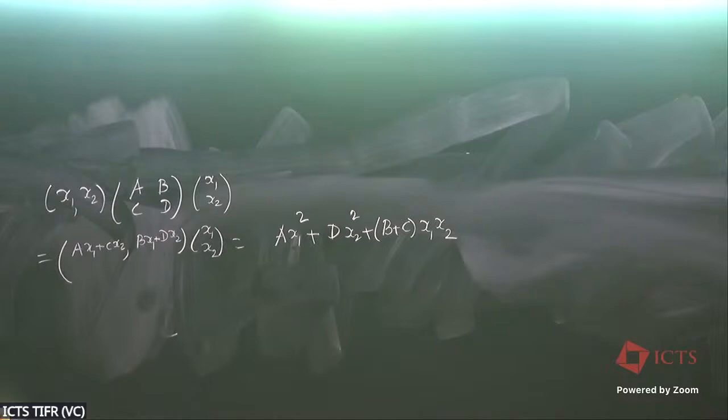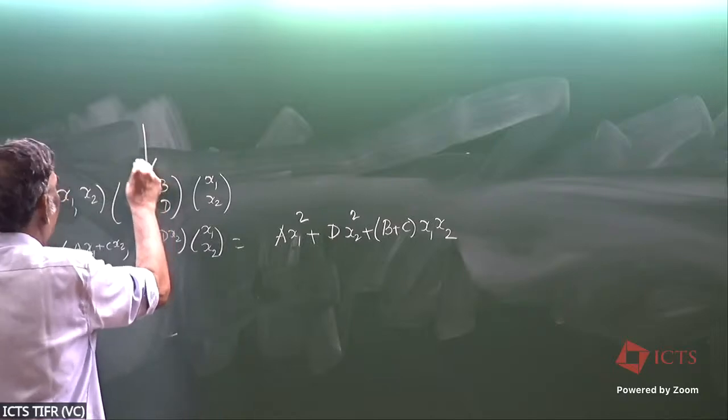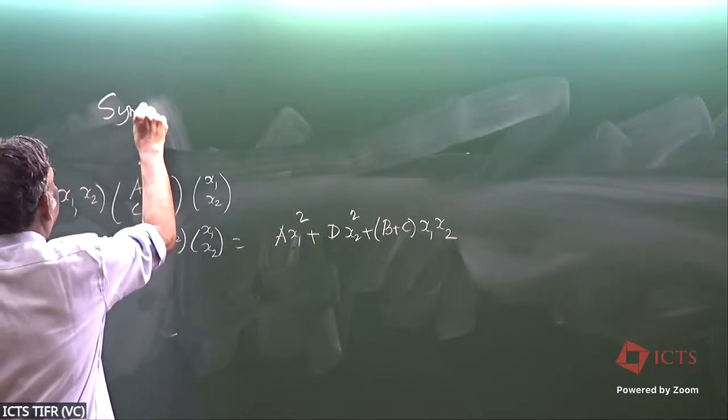Therefore, when you are given the quadratic form, the matrix seems to be reasonably settled, but not exactly. Because A is already fixed, that's the coefficient of x1 square. And D is already fixed, it is the coefficient of x2 square. But then only B plus C is fixed. Okay? I don't want that. I want uniqueness, and therefore I am going to insist from now onwards that the matrix which I am writing is symmetric.